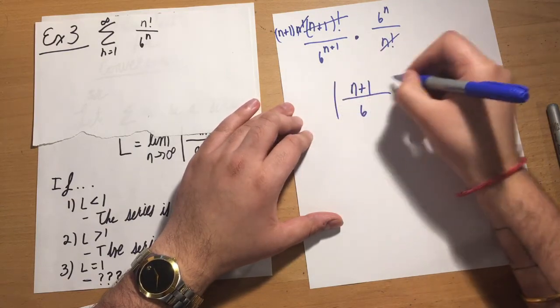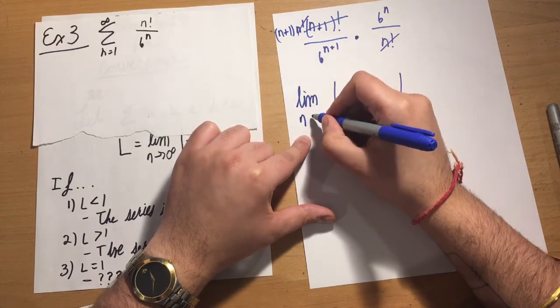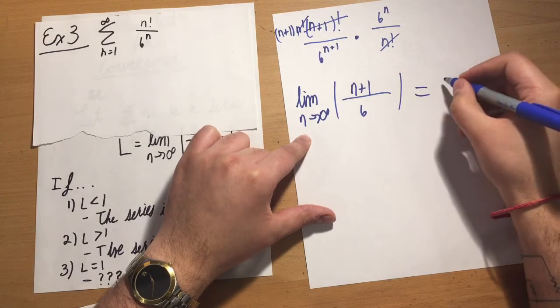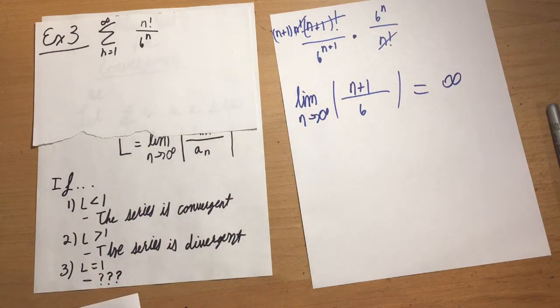Now this is a fairly simple thing to take the limit of. The limit of this is just going to be infinity. Right? So this series is divergent.